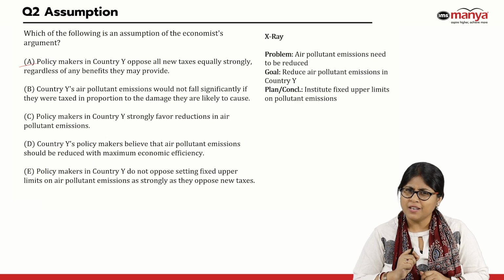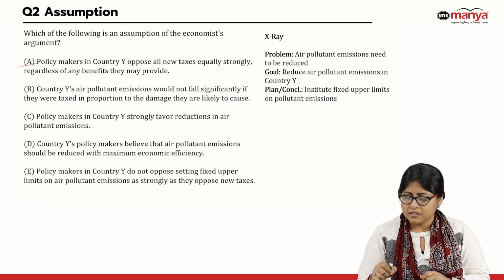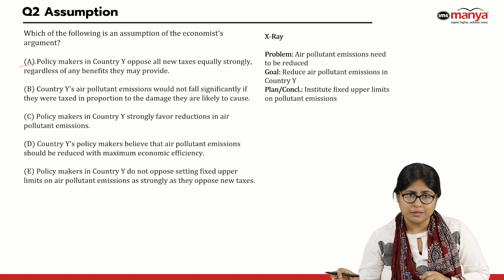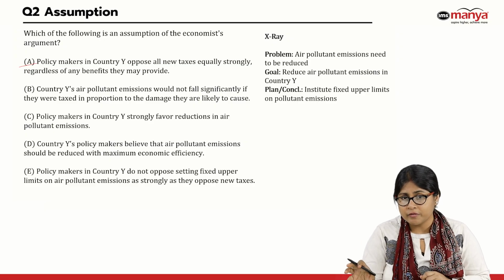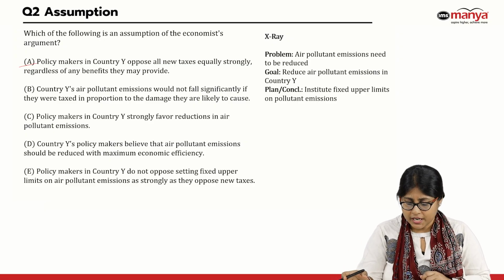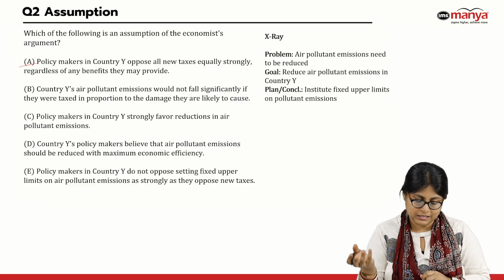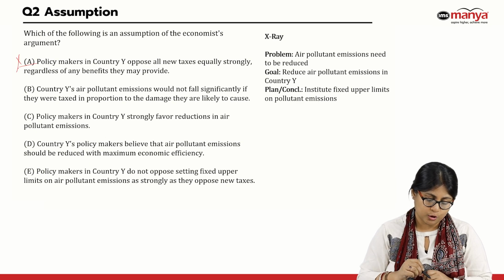Fair enough. But does it really talk about my plan? Does it really tell me that this conclusion will be possible based on the given plan? This goal will be achieved based on the given plan? No, it doesn't even highlight whether setting up upper limits will enable reduction of air pollution or not. It typically doesn't even talk about the conclusion. It's not even part of the story of my X-ray, right? Do you see that? Okay, so we can eliminate option A.